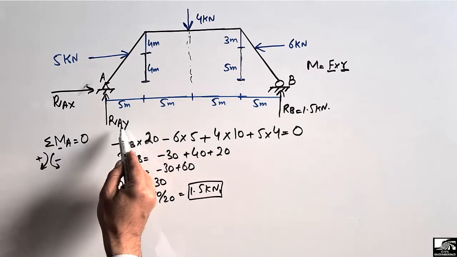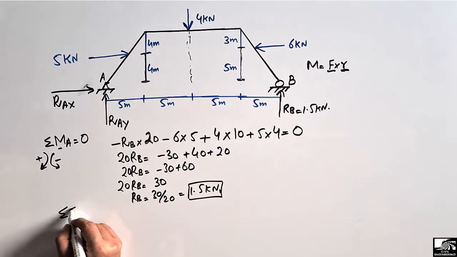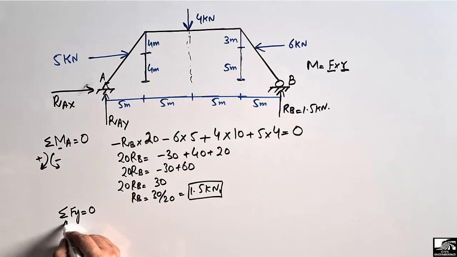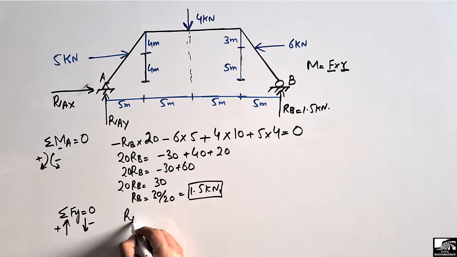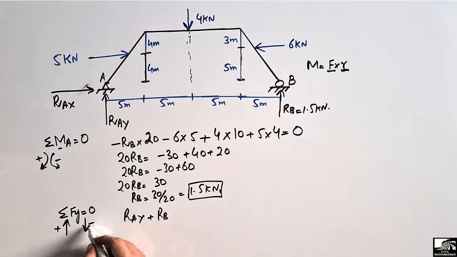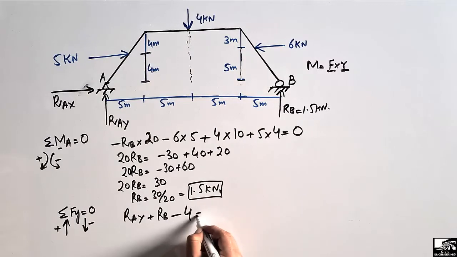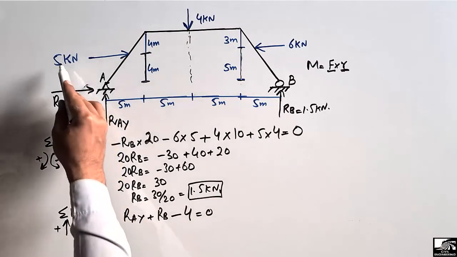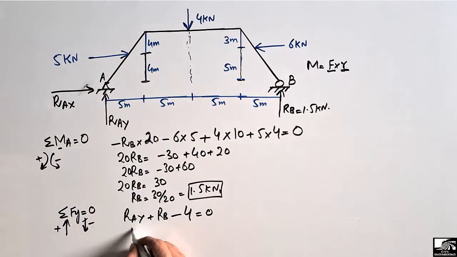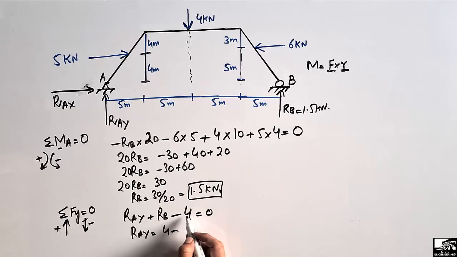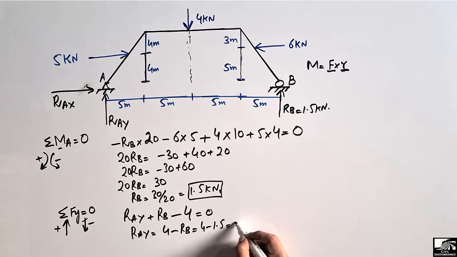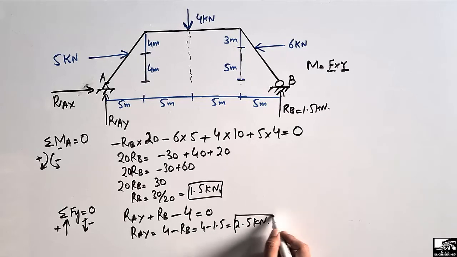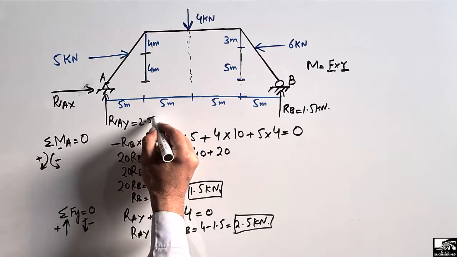So how to find out RAY? It is easy. We just use the equation that summation of vertical forces is equal to 0, and let's suppose the forces acting in the upward direction are taken as positive and the forces acting in the downward direction are taken as negative. Now the upward forces are RAY and RB, and the downward force is this 4 kilonewton. These are the only forces acting vertically, while these 5 kilonewton and 6 kilonewton are the horizontal forces. So RAY comes out to be 4. If we shift this into the right side, it will be 4 minus RB. It means 4 minus 1.5, which comes out to be 2.5 kilonewton. So the reaction acting here will be 2.5 kilonewton.